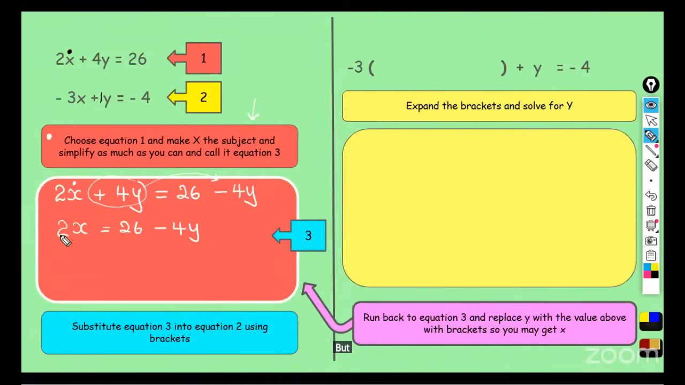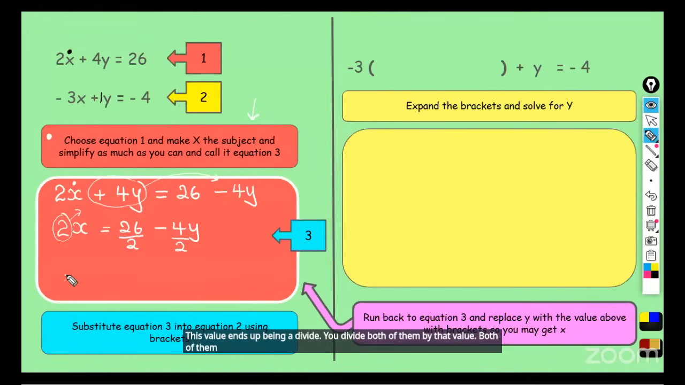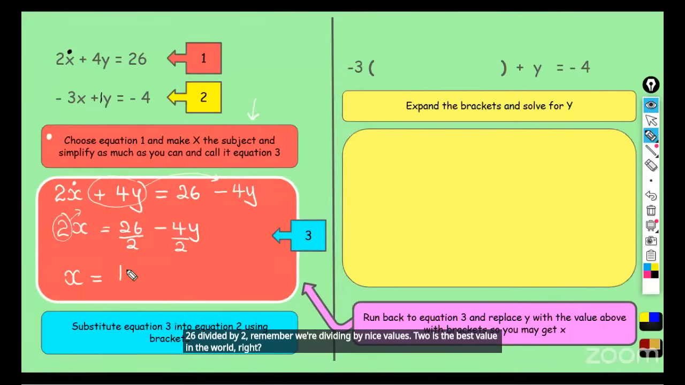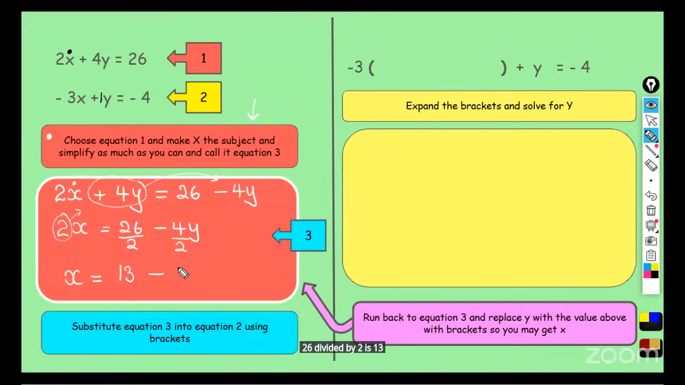But we're not finished making x the subject. We still have to get rid of Mr. 2. Now, whenever you throw across the value touching the letter, in this case the letter is x, if you look at all the examples we did so far, this value ends up being a divide. You divide both of them by that value. Both of them, not one of them. Just try to follow the format I gave you. 26 divided by 2. Remember, we're dividing by nice values. 2 is the best value in the world, right? 26 divided by 2 is 13. And 4 divided by 2 is 2.